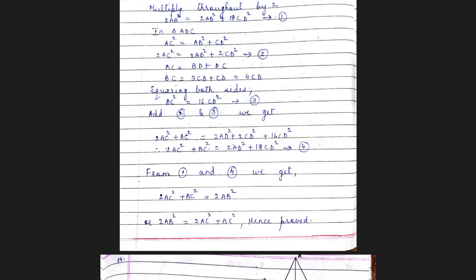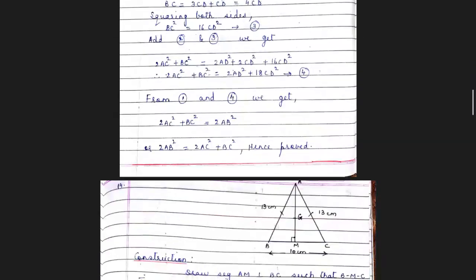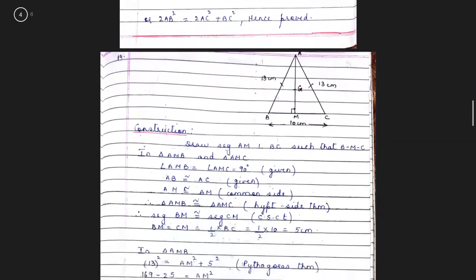Now there is a reason why we have done all this. If I compare equations 1 and 4 and look at the right hand sides, you find both of them are the same, that is 2AD square plus 18CD square. And both of them are equal to the left hand side, which I can equate, and so I'll get 2AB square equal to 2AC square plus BC square. And that is what has to be proved. Okay, so that's question number 13.